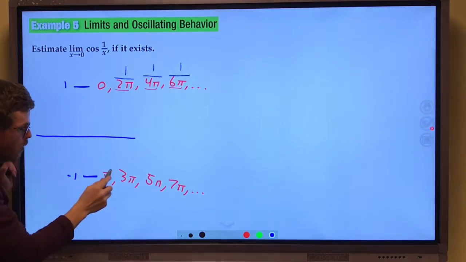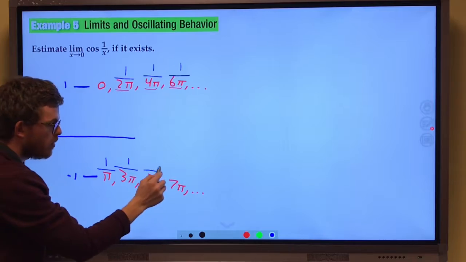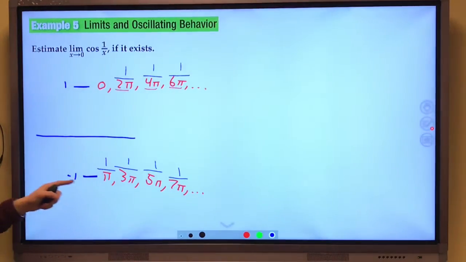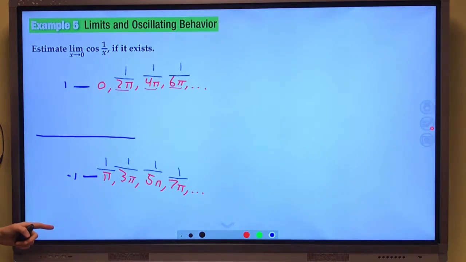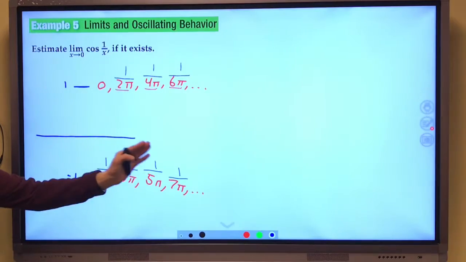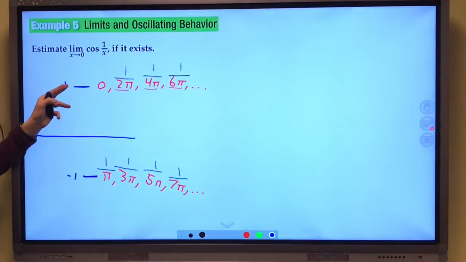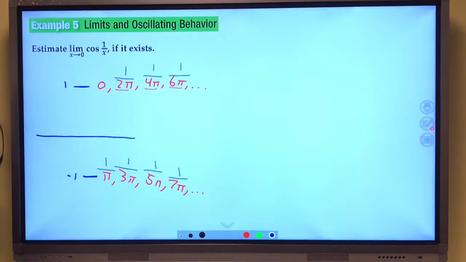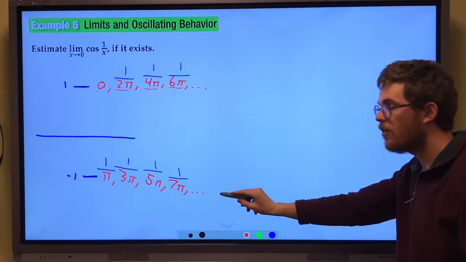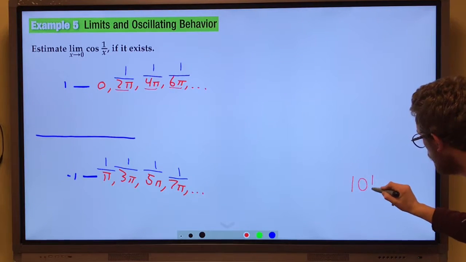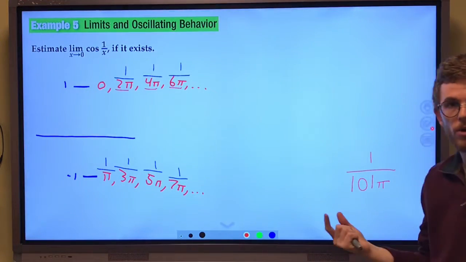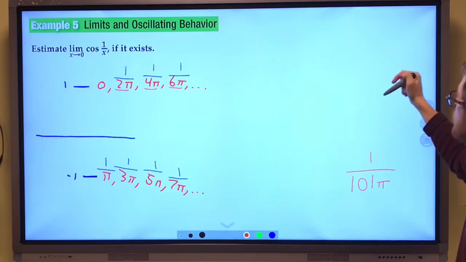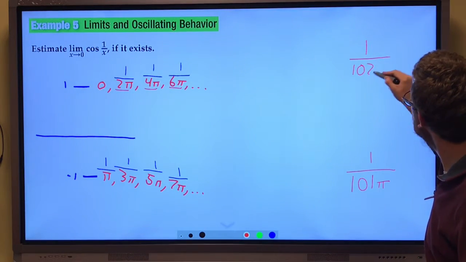Well, very similar, 1 over pi, 1 over 3 pi, 1 over 5 pi, 1 over 7 pi, these are giving us outputs of -1. And so there's always a smaller number that can give us +1. There's always a smaller number that can give us -1 as we get closer and closer to 0. So think about this. Way down the line here at 101 pi, that's 1 over 101 pi. That's a pretty small number. Up here, we could get even smaller, 1 over 102 pi.